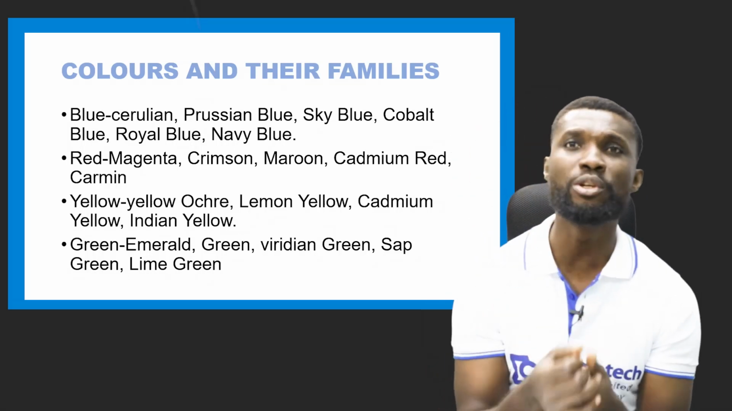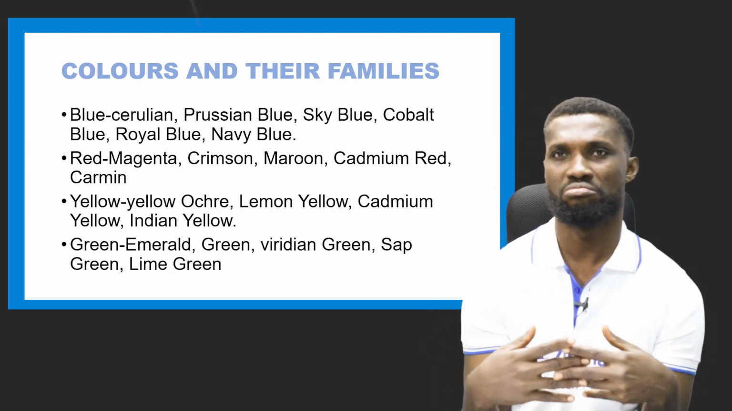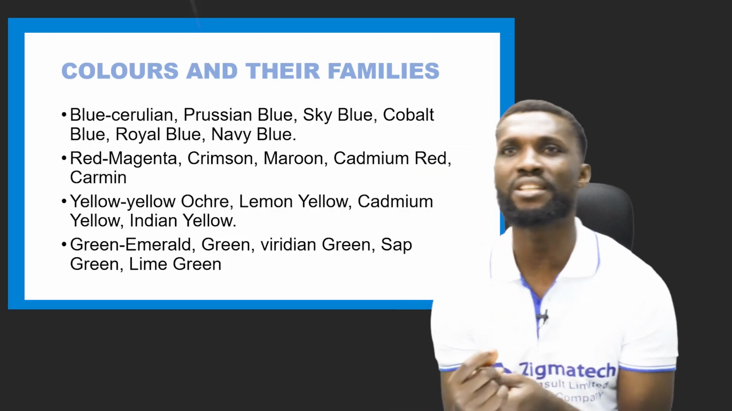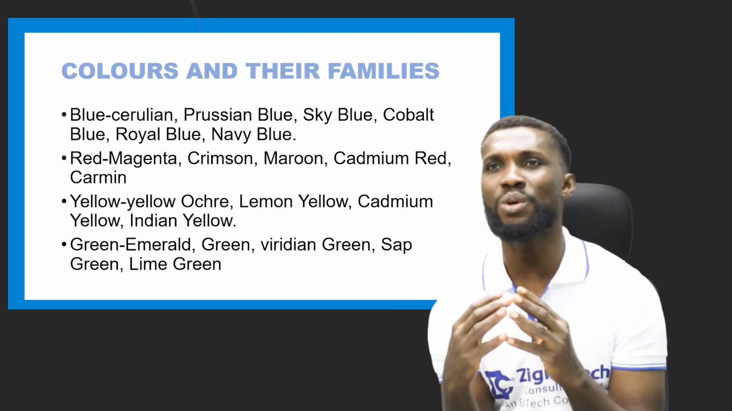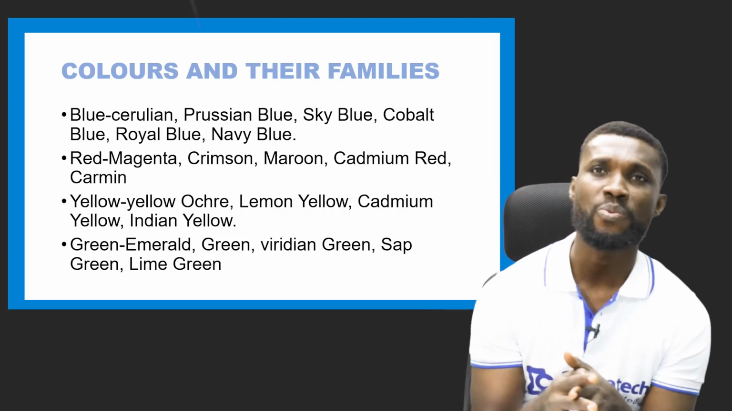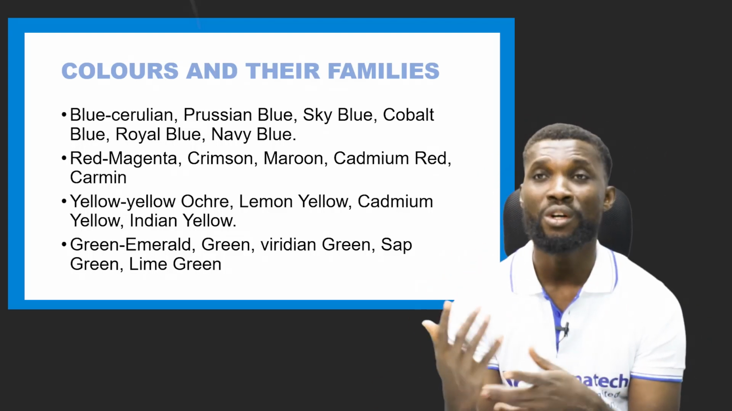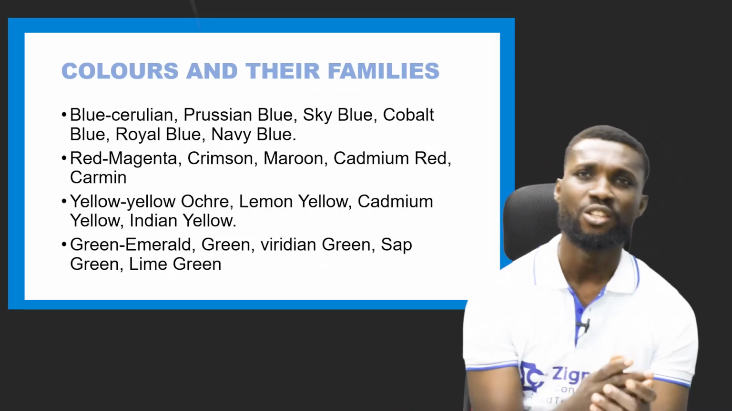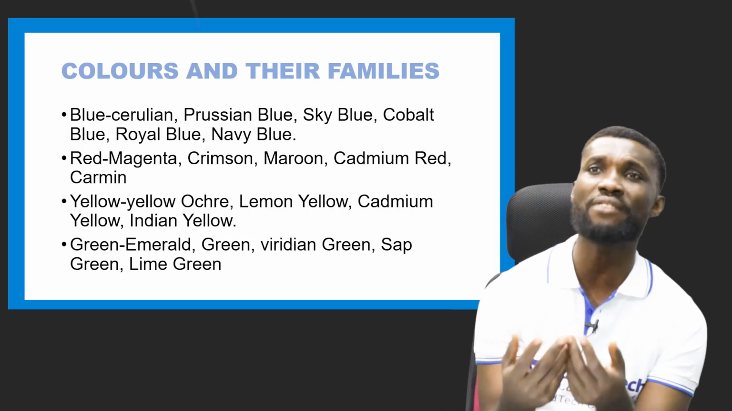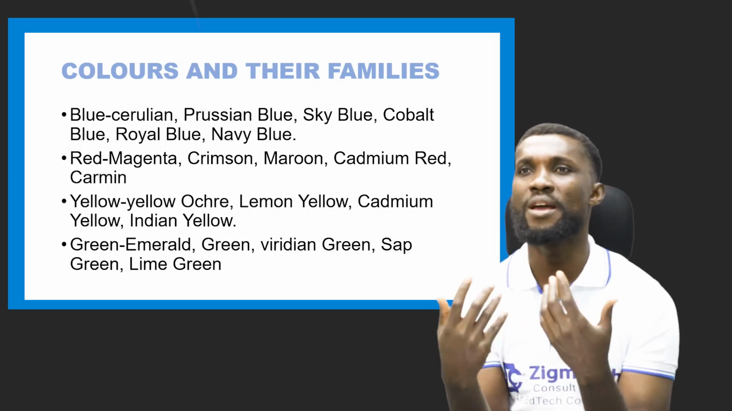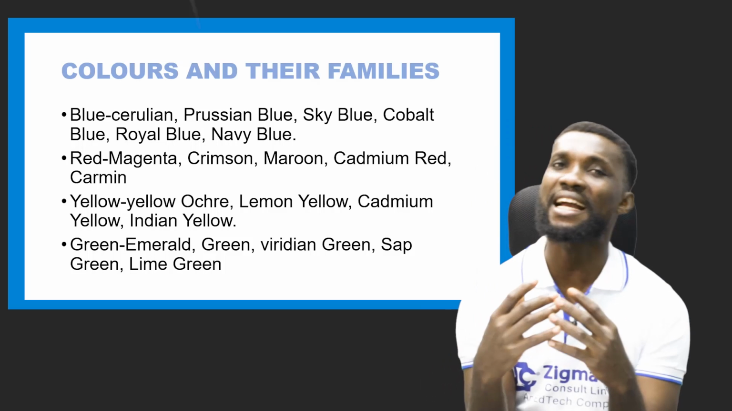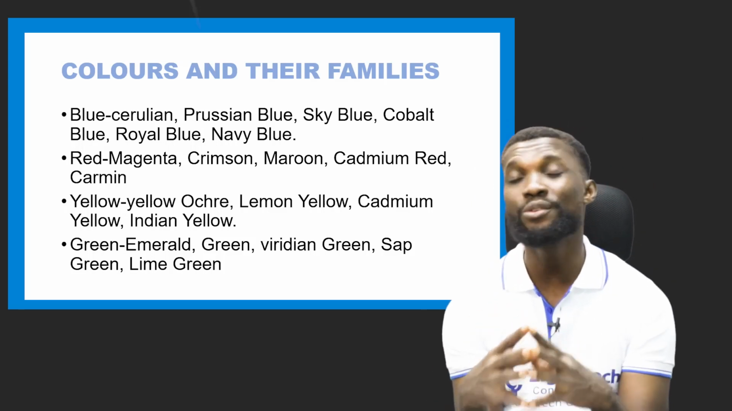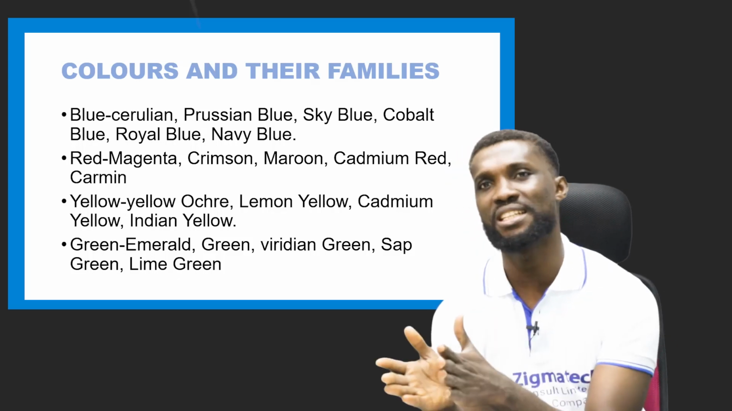Now the first one is blue. Whenever you see blue, in the family of blue, we have cerulean blue, Princeton blue, sky blue, cobalt blue, royal blue, navy blue. All these are the blue family. They fall under the blue family. If you're talking about red, you see the magenta, crimson red, maroon red, carmine red, to mention but a few, even the cadmium red. All these are the different kinds of red that fall under the red family.